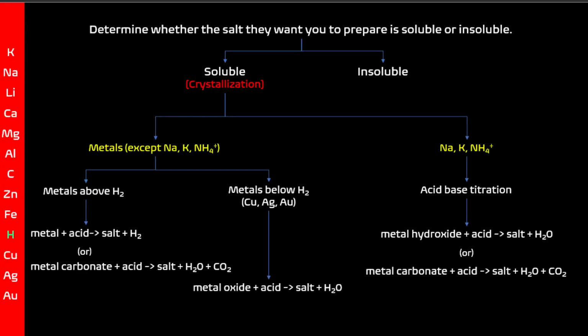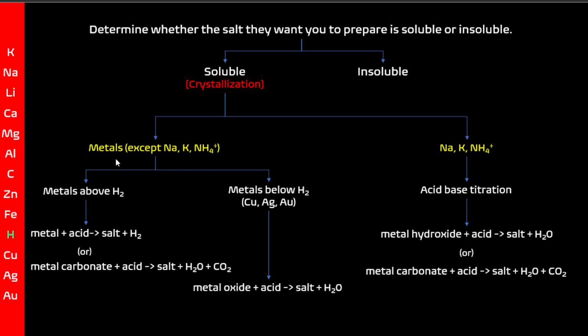First of all, you need to determine whether the salt that they want you to prepare is soluble or insoluble. Now, if it is soluble, we're going to use a method of crystallization, and under soluble, we can separate it into two parts: the metals except sodium, potassium, and ammonium, and then sodium, potassium, and ammonium. If it is sodium, potassium, or ammonium, we're going to do acid-base titration, which will be in a separate video. This video is all about crystallization and precipitation.